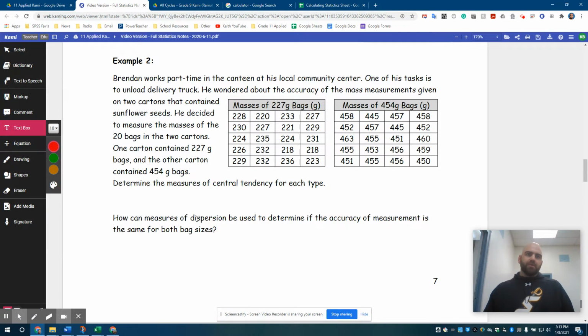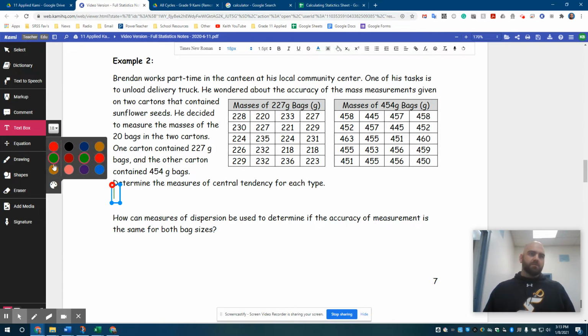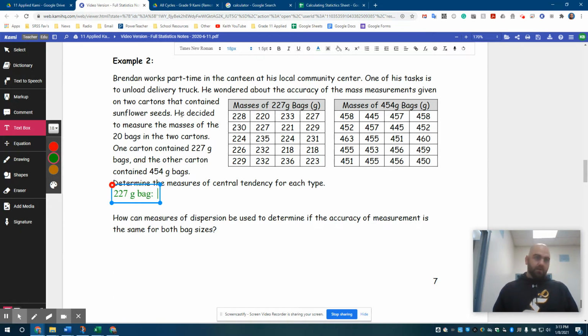So let's put those values down there. We're going to create some data here. For the 227 gram bag, mean equals 227.15 grams. The median is equal to 227.5 grams.